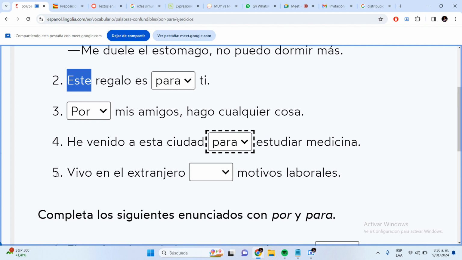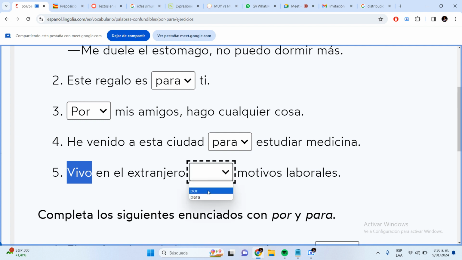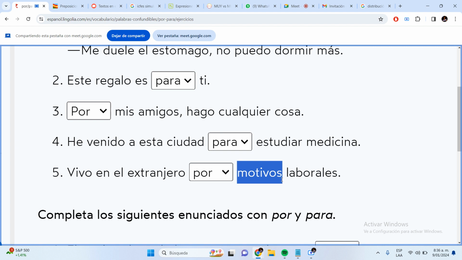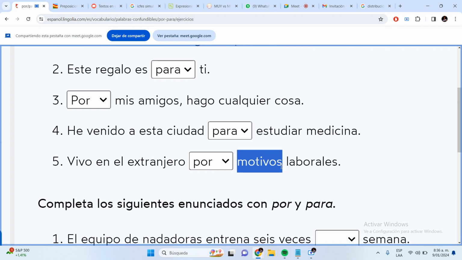Vivo en el extranjero por motivos laborales, like reasons. So, it's like I live outside of Colombia for work.